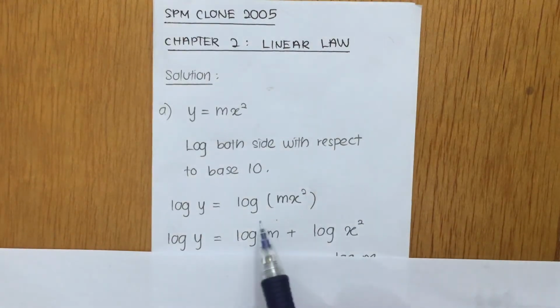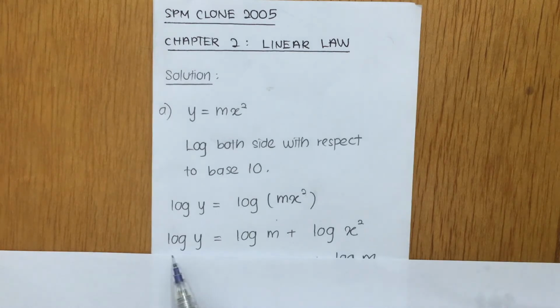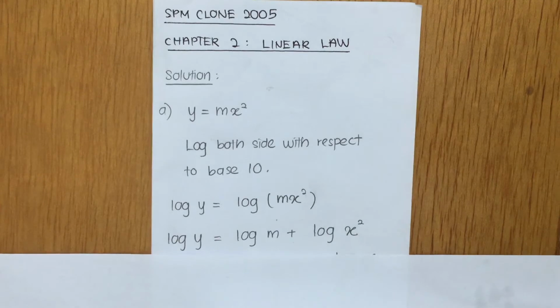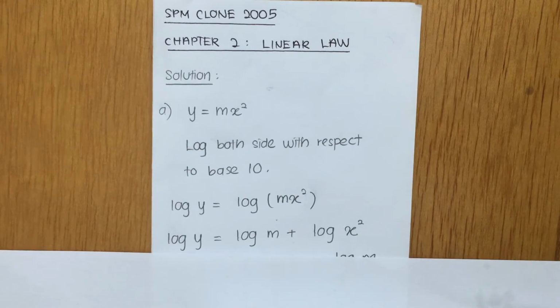Okay, so this log mx square, by applying the logarithm rule, you can break this into two components from the addition method, where you have log m plus log x square, because when you combine this, it will become a multiplication of mx square. So I hope you understand what I mean. Okay, so the second working, you have log y equals log m plus log x square. Okay, so this power, you can bring it in front. Okay, let us take a look at the next step.